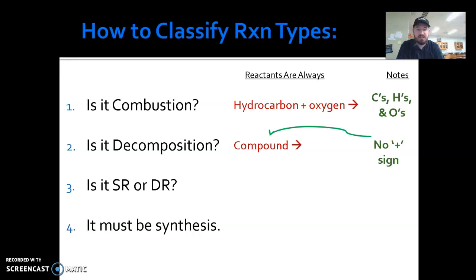If we're looking at a single replacement reaction, a single replacement reaction will have an element plus a compound. A double replacement reaction will see a compound plus a compound.